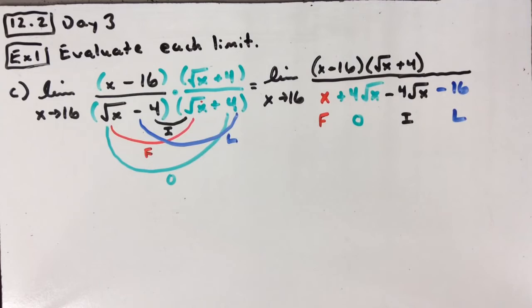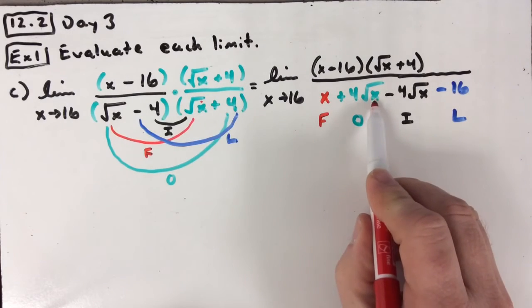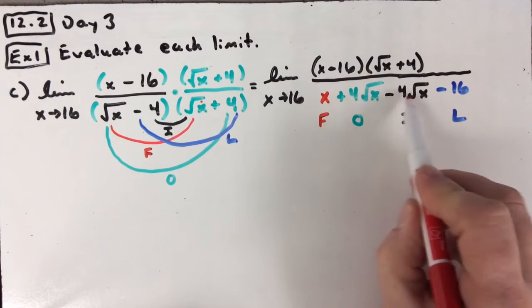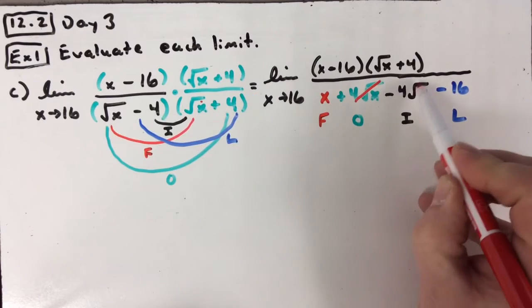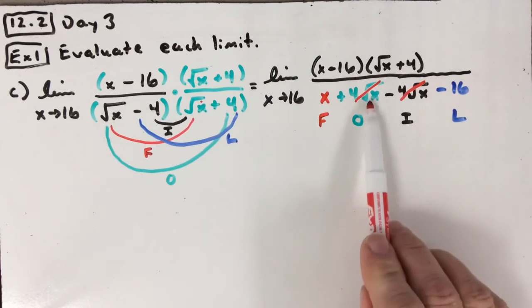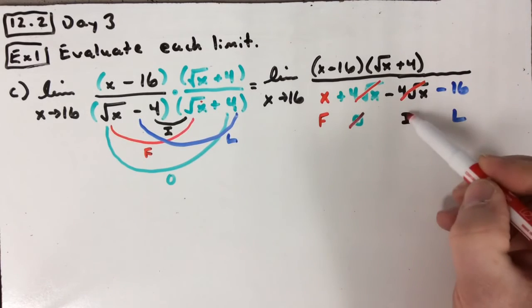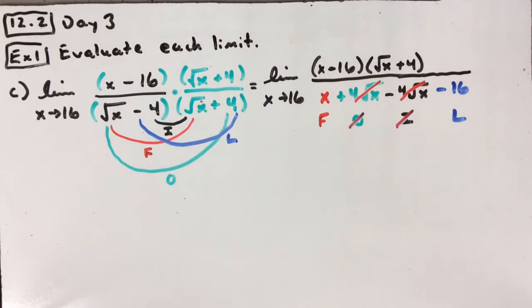And if you take a look at the O and the I parts of FOIL, we have a +4 root x, a -4 root x. Those are opposites, so when we combine our like terms and add these together, those are actually going to end up canceling out. And that is the whole point of multiplying by the conjugate. Whenever you multiply by the conjugate, these two terms in the middle, the O and the I parts of FOIL, they just cancel out. And all you really need to multiply out are the first and the last terms.